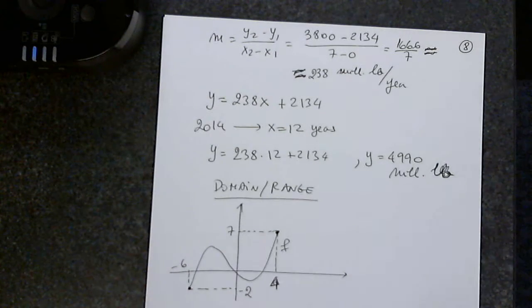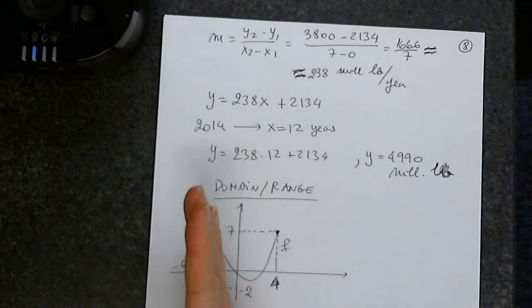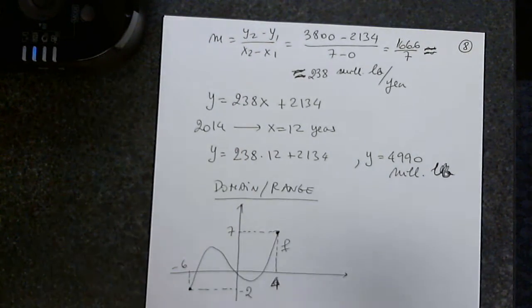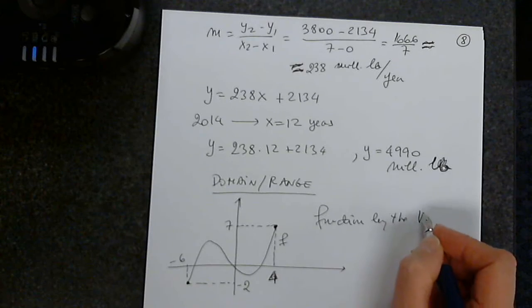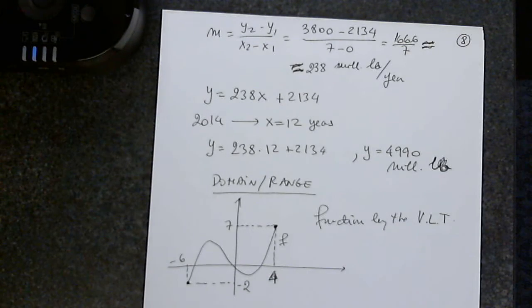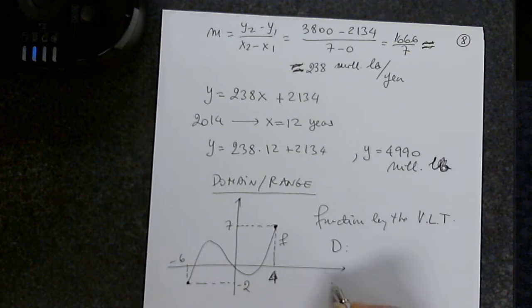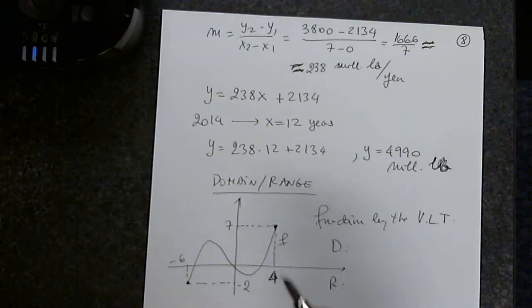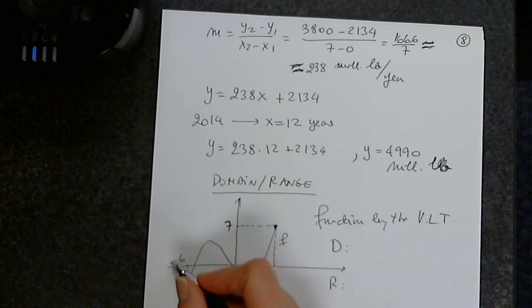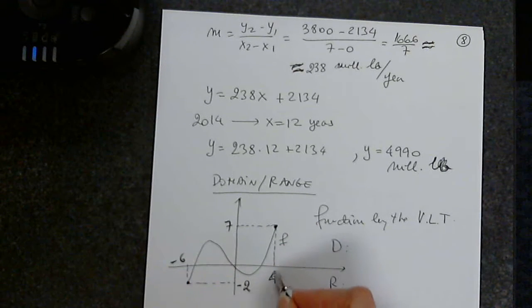By the vertical line test, this is a function because the vertical line will cross the graph in only one point. Since it's a function by the vertical line test, VLT, I will ask you to determine the domain and the range of this function. Domain. Yes, so this is 7 up here. This is -6. This is -2. And this is +4.